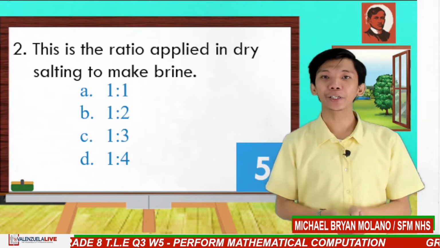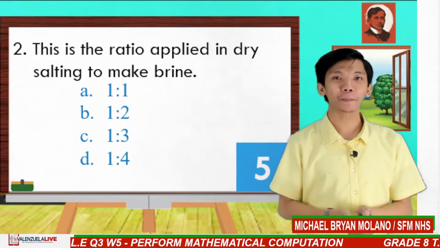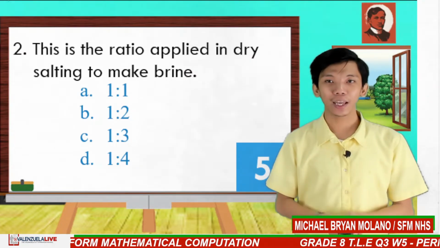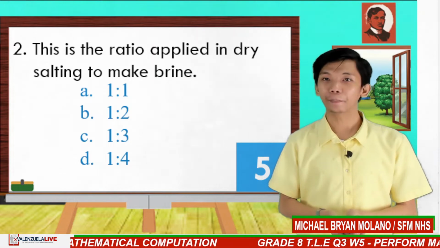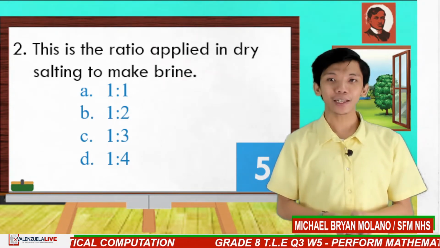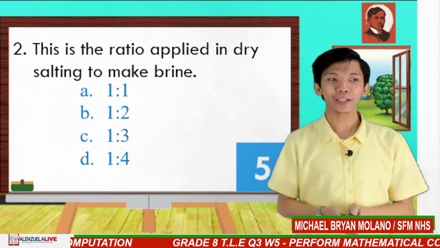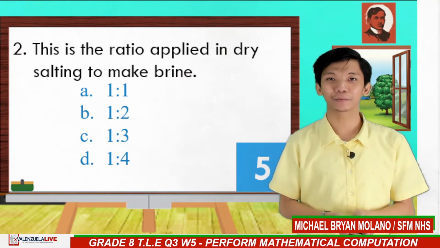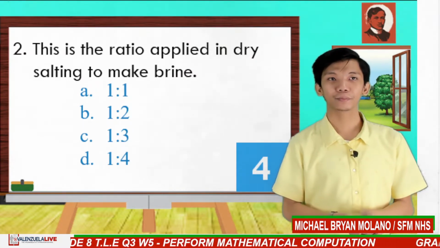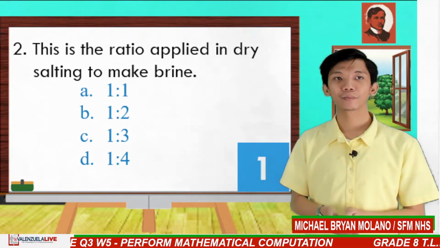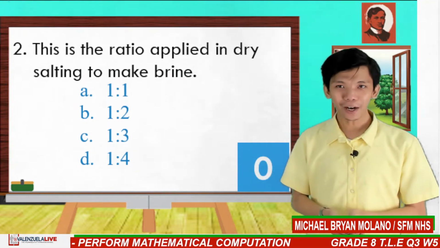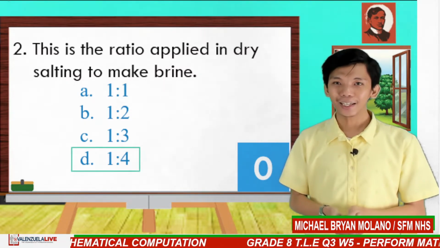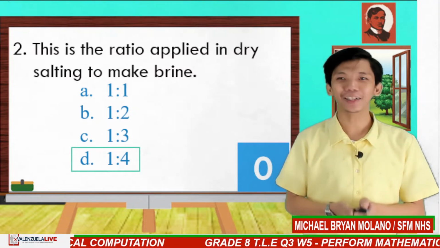For question number 2, this is the ratio applied in dry salting to make a brine. A, 1:1. B, 1:2. C, 1:3. Or letter D, 1:4. And you have 5 seconds to answer. Time's up. The answer is letter D. It's 1:4. You are awesome.